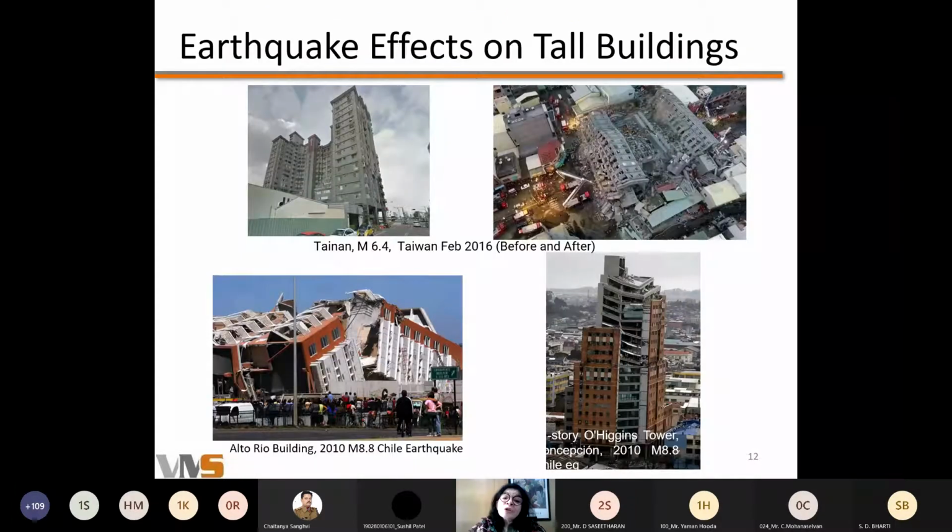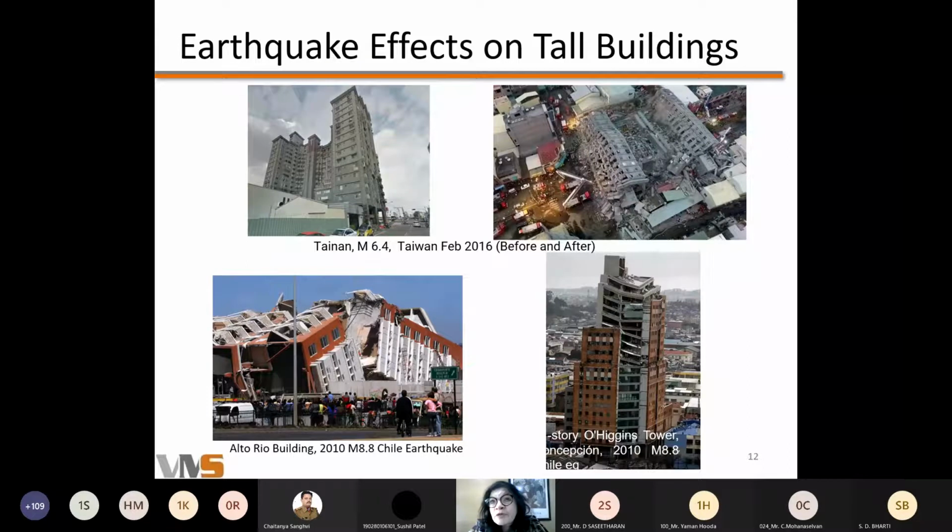Now I'm just going to talk to you about tall buildings. Generally, there is a belief, and it is not ill-placed, though it may not be completely right, that tall buildings don't have too much of a problem during earthquakes. You don't hear of too many collapses of tall buildings in an earthquake.